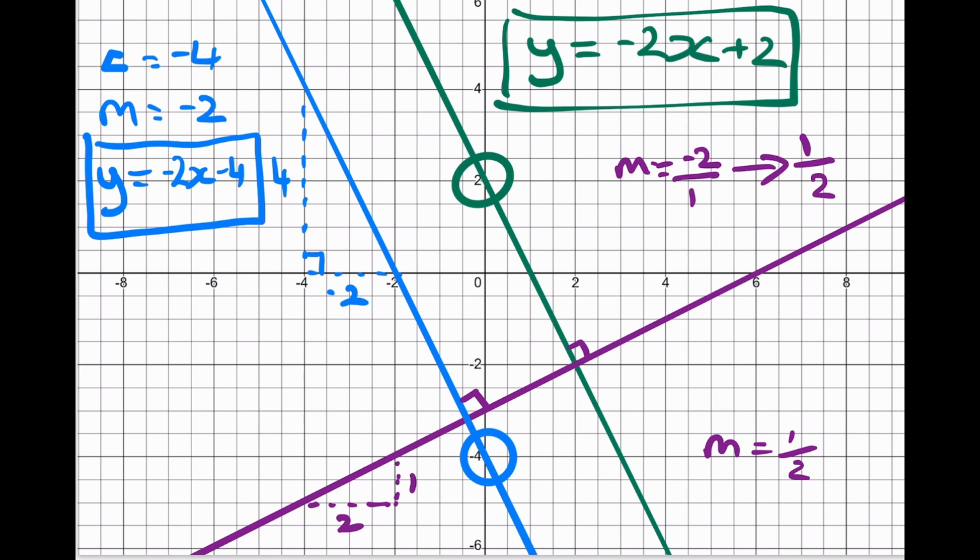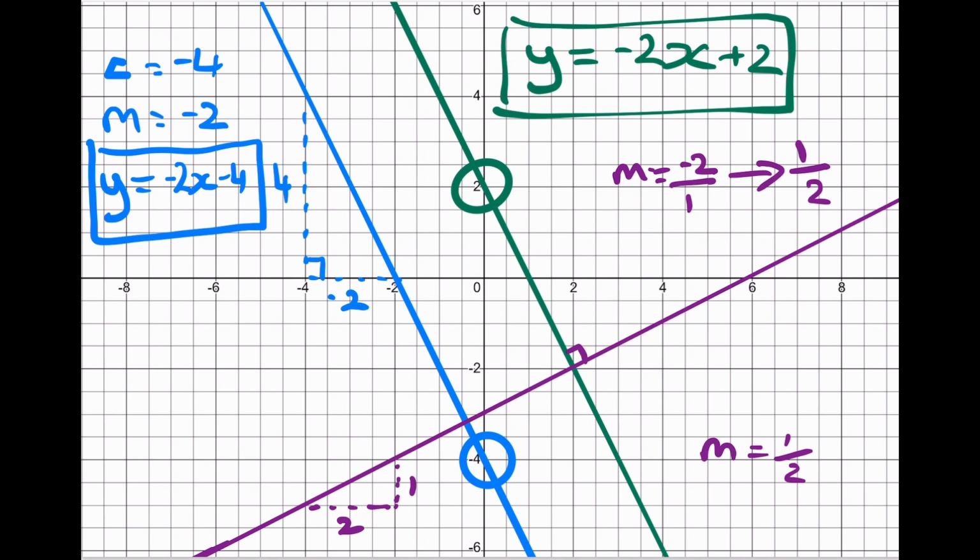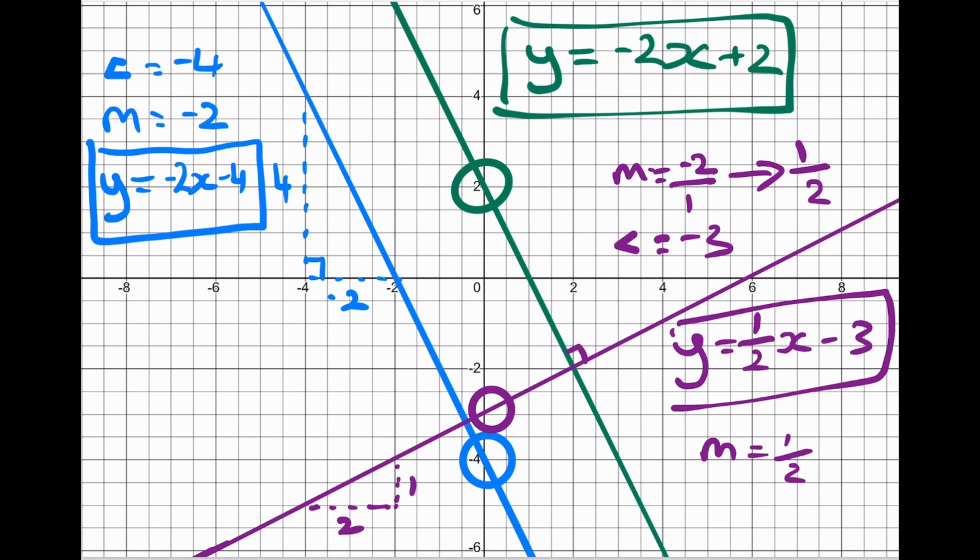Then we've got the last little bit, which is to identify the y-intercept. I need to find that y-intercept, which is down here at -3. So c equals -3. Now let's put that all together. So y is equal to half x minus 3. And that is our perpendicular line. Okay, good luck and have a go.